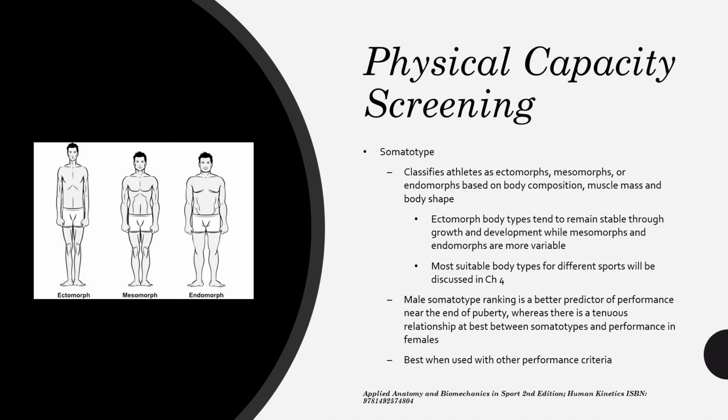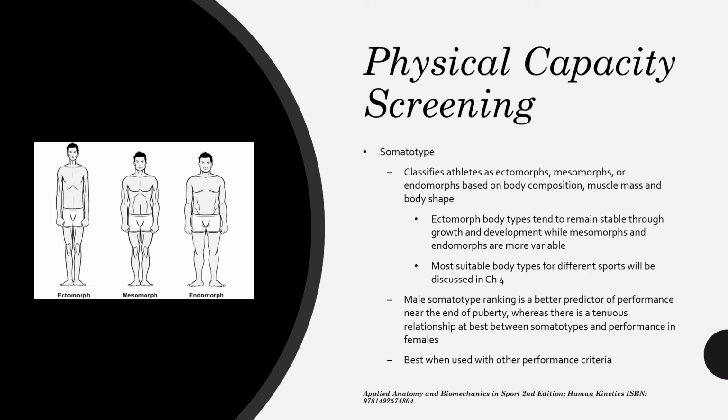The next thing we want to look at is somatotypes. So this is kind of the in-between between body composition and body sizes and proportions. So somatotypes are going to classify an athlete either as an ectomorph, mesomorph, or endomorph based on their body composition, muscle mass, and body shape.